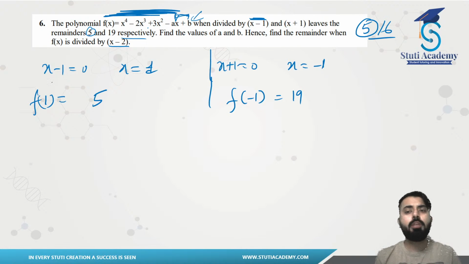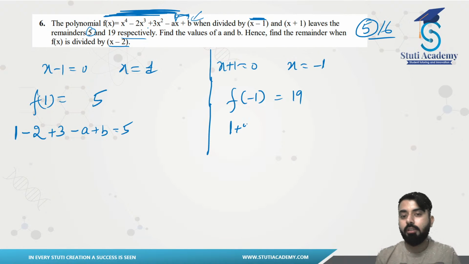So you guys see, firstly I'm going to put f of 1 in our equation. That will be 1 to the power 4, that will be 1. 2 into 1 to the power 3, that means it will be 2. 3 into 1 square, that will be 3. And I have negative a and a positive b, which is equal to 5. Right? And simultaneously here, the fourth power of -1 will be 1 itself. Cube of -1 will be -1. -1 into 2 will be positive 2. Then the square of -1 will be 1. That into 3 will be 3. Then negative a into -1 will be positive a. And ultimately b, which will be equal to 19.